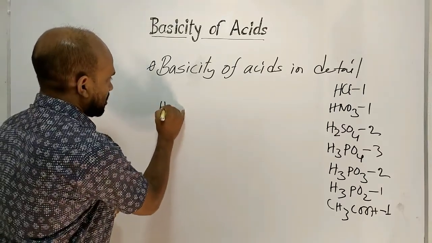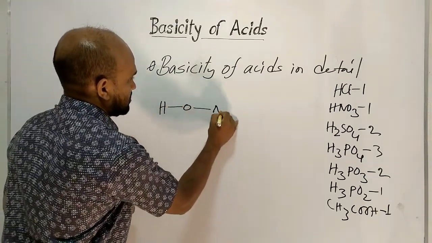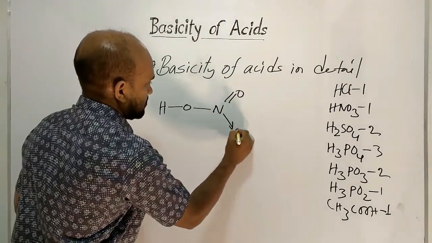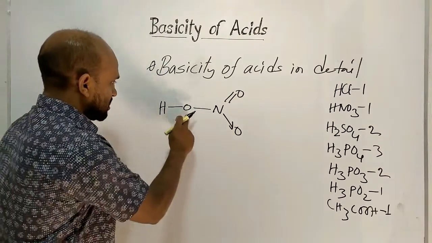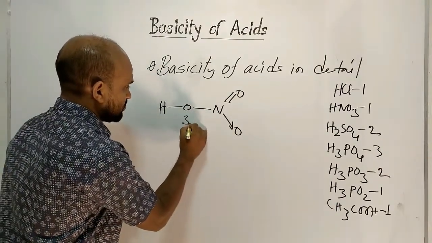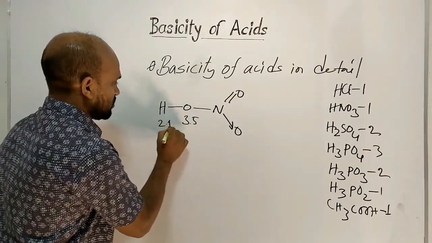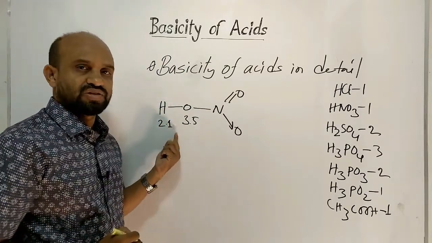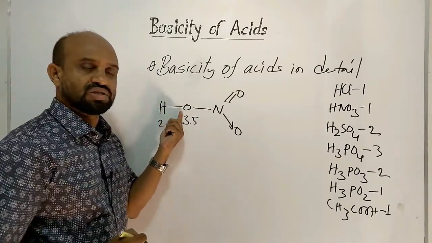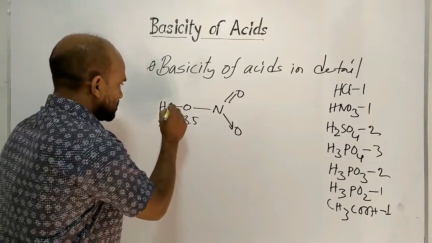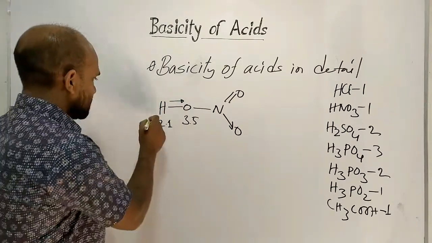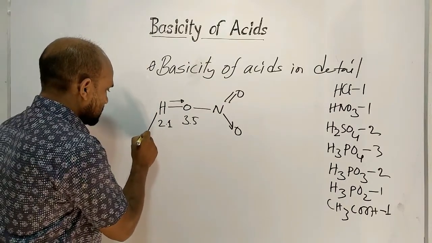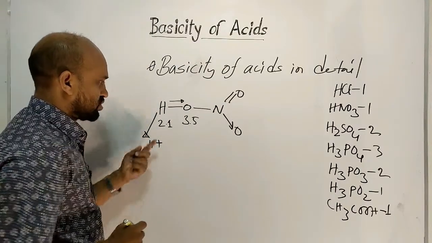The structure formula of nitric acid is this. This is a coordinate covalent bond. Here the electronegativity of oxygen is 3.5 and hydrogen is 2.1. The electronegativity difference between hydrogen and oxygen is quite high. So this bond undergoes heterolytic fission and this hydrogen is released as a proton.